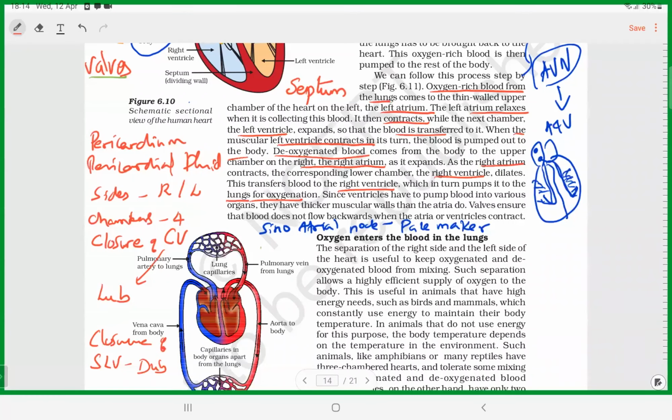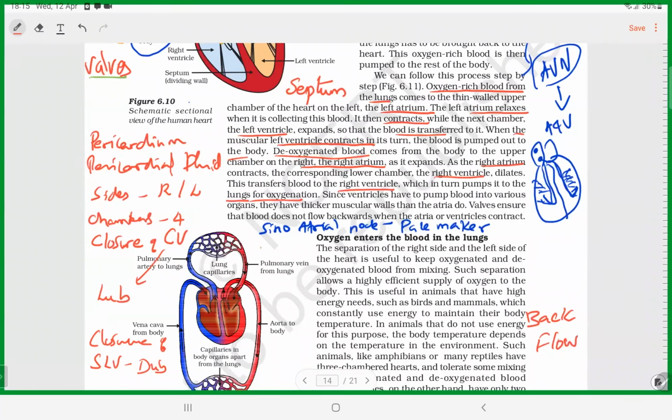So lub dub, when we listen to the heartbeat, it says lub dub. Lub is because of what? Closure of cuspid valves, bicuspid and tricuspid valves, to prevent what? Backflow. What is called backflow? Blood is usually transferred from atrium to ventricle. If it is transferred from ventricle to atrium, it is backflow. If backflow occurs, we will die. Very life threatening.